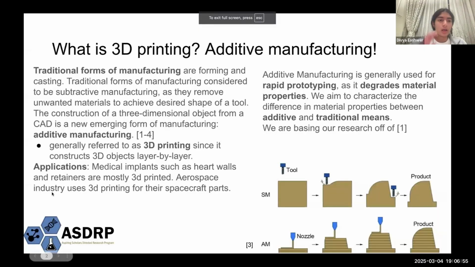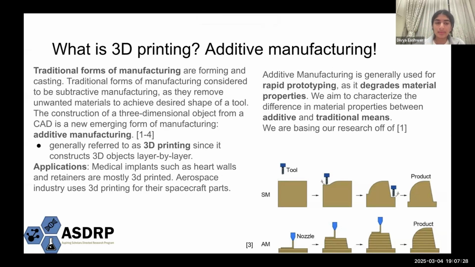So first of all, what is 3D printing? 3D printing or additive manufacturing is an emerging technique of manufacturing for the construction of a 3D object from a CAD model with the ability to create complex designs unlike traditional manufacturing, in which products are formed or casted. Now, 3D printing works by depositing material through a layer-by-layer process to produce products from the ground up. And traditional or subtractive manufacturing works with the raw material and removes excess material.